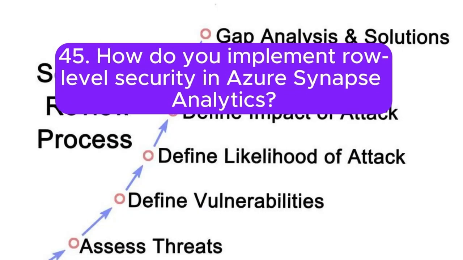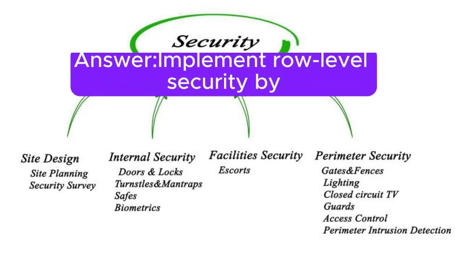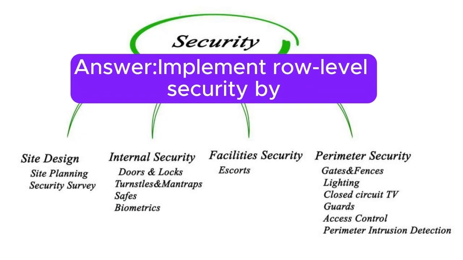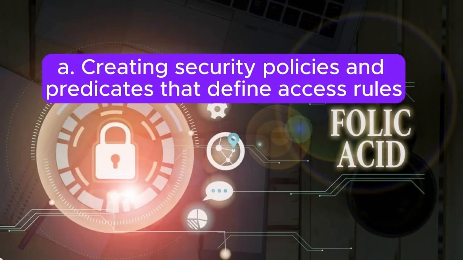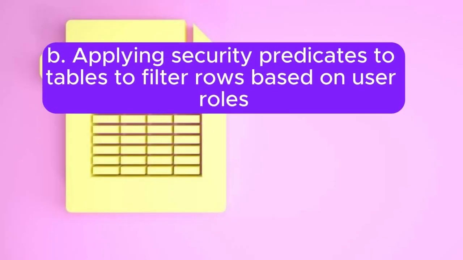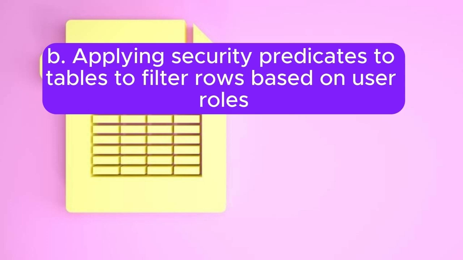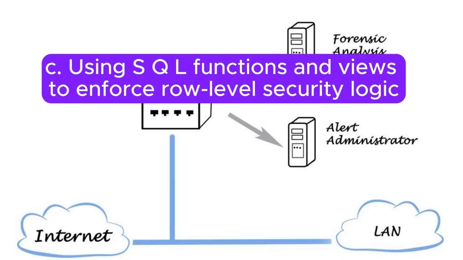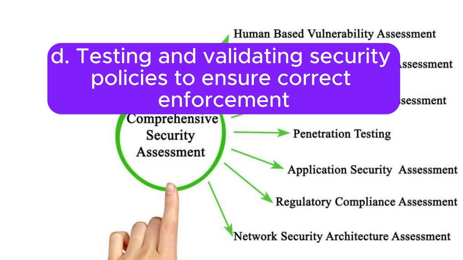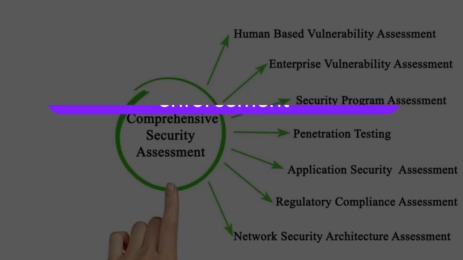45. How do you implement row-level security in Azure Synapse Analytics? Answer. Implement row-level security by A. Creating security policies and predicates that define access rules. B. Applying security predicates to tables to filter rows based on user roles. C. Using SQL functions and views to enforce row-level security logic. D. Testing and validating security policies to ensure correct enforcement.